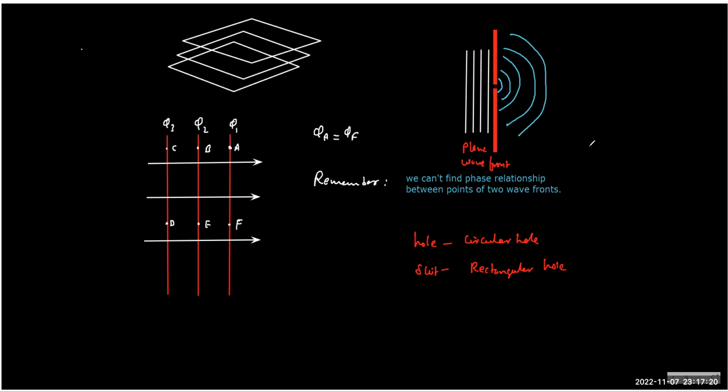Now you can see the plane wavefront is coming, but what is going on the other side, guys? Spherical or cylindrical, depending on whether it is a hole or a slit. Is this clear? Yes or no? Now, this slit will create the spherical wavefront.